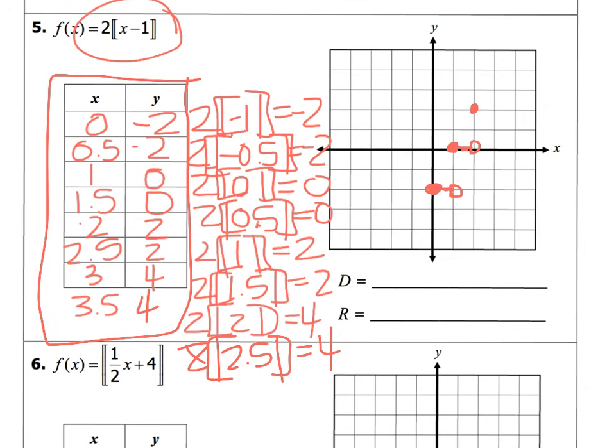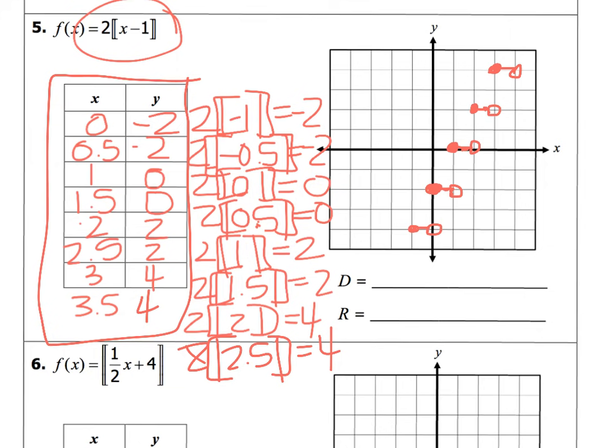Now, hopefully you can see a pattern with this, right? So then 2.5 is right there at 2 as well. But however, 3 is at 4. So x equals 3, y equals 4 right there. So we continue the pattern, and we know it's going to look like this. And if we go in the other direction, it would look like that. Okay, so that is what our greatest integer function should look like.